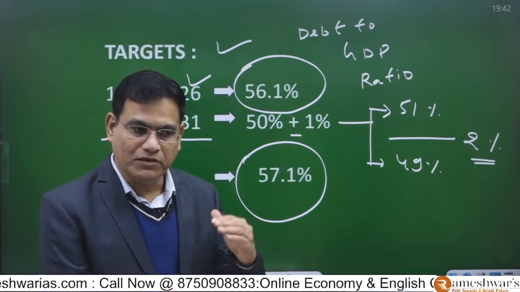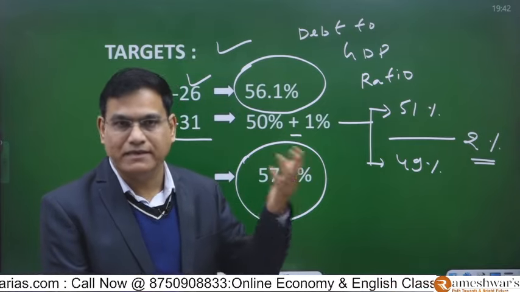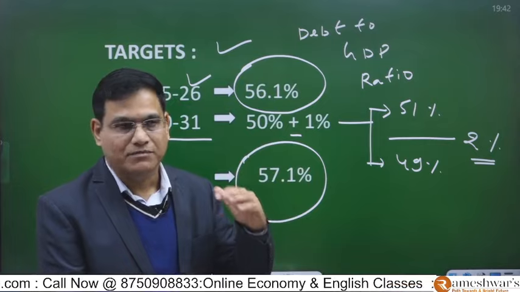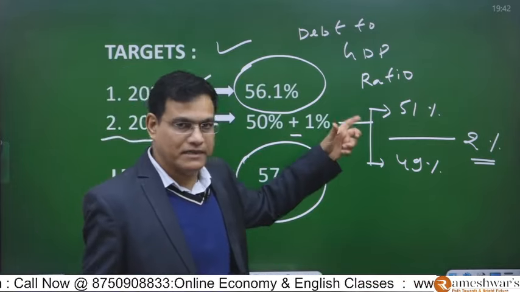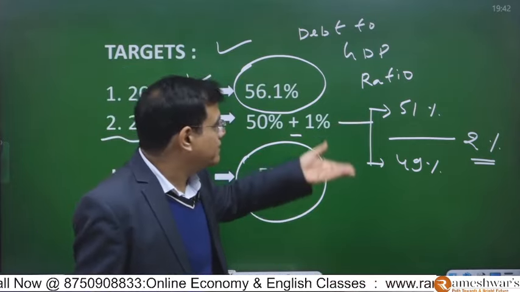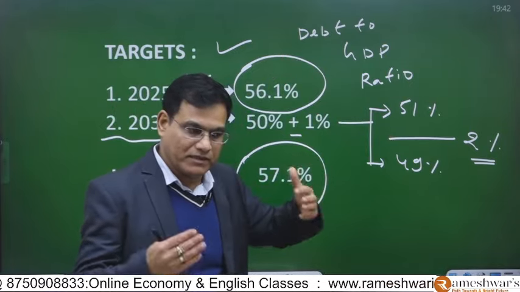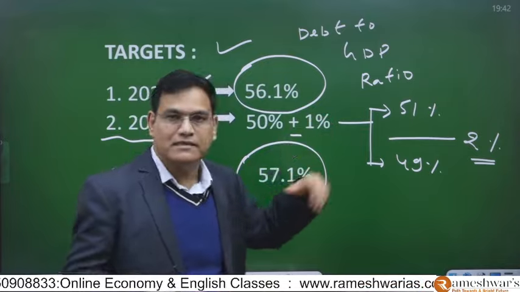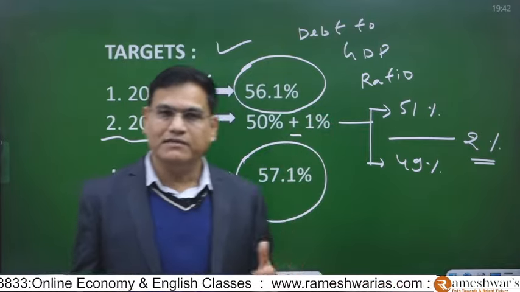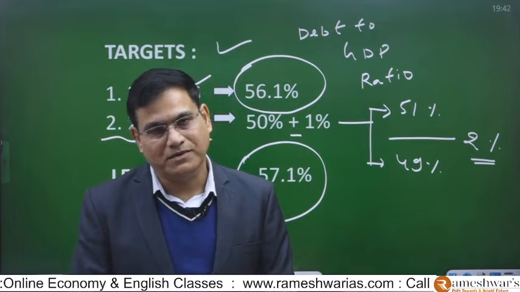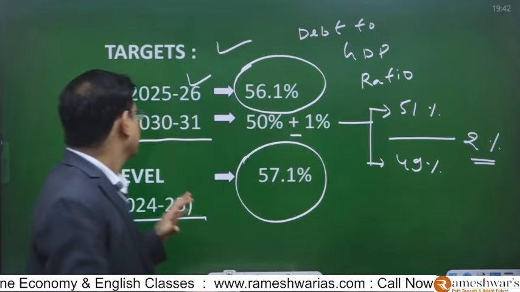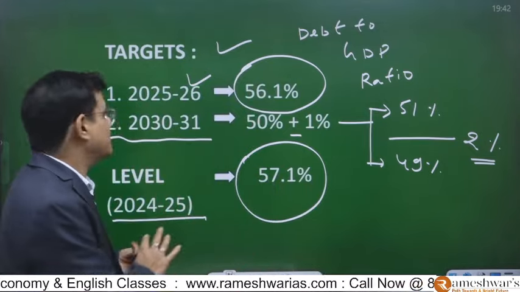So your debt will be expanding during recession. But since there is a flexibility here, the government can increase the debt to GDP ratio up to 51%, right? So this kind of goal setting is providing flexibility in making counter-cyclical fiscal policies. So this is how you have to understand it.